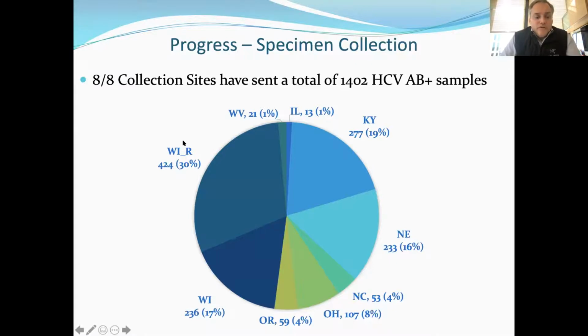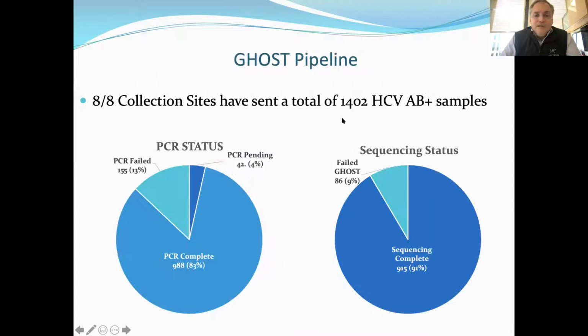We are also, in the case of Wisconsin, fortunate to be able to pull back and look at some retrospective samples that were from the same area as their prospective samples that were being collected. Of those 1,400 HCV antibody positive samples, we've been able to complete PCR amplification of the virus from just short of 1,000. The PCR failure rate was about 13%, which is largely driven by antibody positive RNA negative samples, very similar to what Risha was noting.